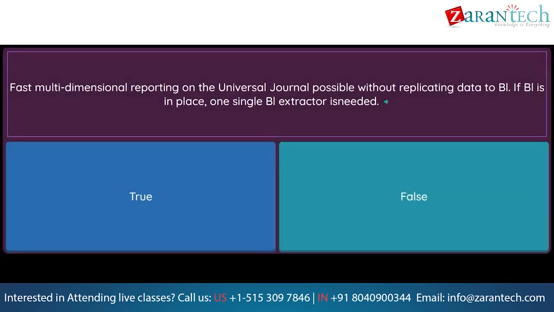Question: Fast multidimensional reporting on the Universal Journal possible without replicating data to BW? If BW is in place, one single BW extractor is needed. Option 1: true. Option 2: false.